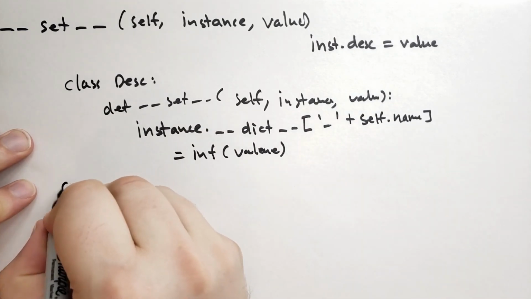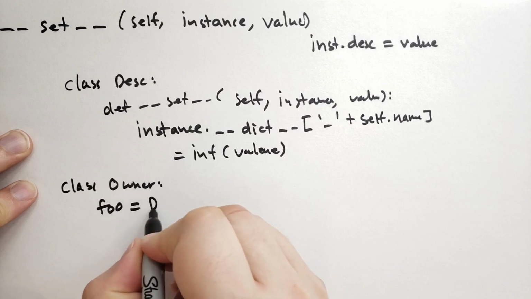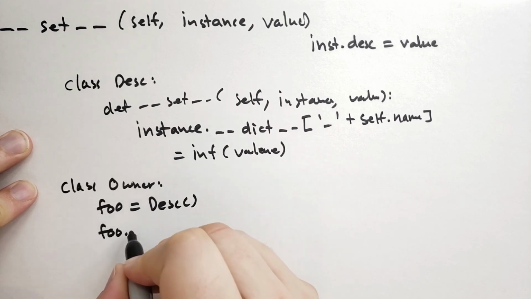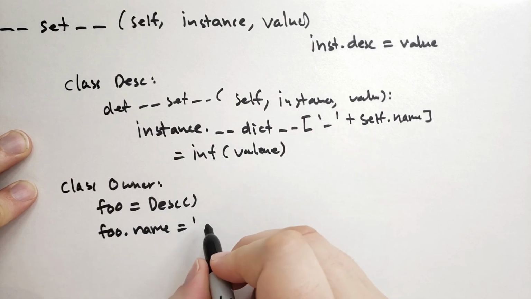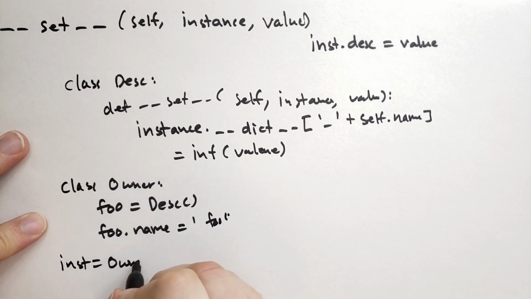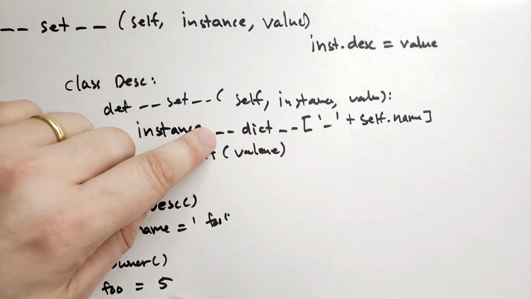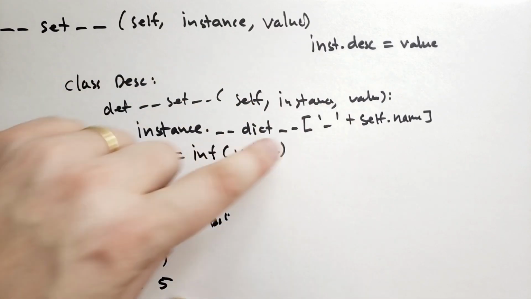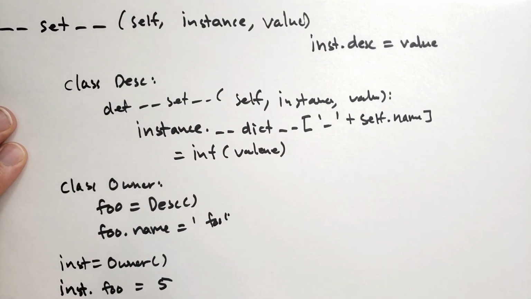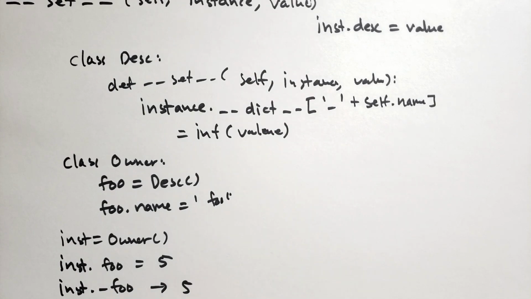Okay, and the way we might use this is we have an owner class. We'll say foo is that descriptor, and foo's name is going to be equal to foo. Okay, and then when we have an instance of that owner class and we say inst.foo equals 5, then this method gets invoked instead, and the instance's underscore foo attribute is set to that value. So you can actually look at that. You can look at what inst._foo is, and that should give you 5. Okay, and that's a way that you can use that. The next special descriptor method we'll look at is called delete.